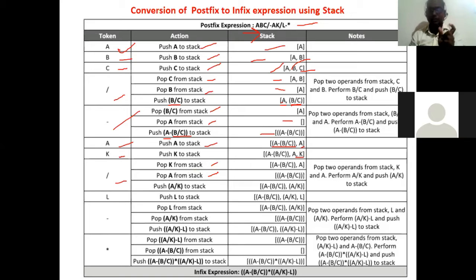Then you have to consider a new string. So which came out second? A. So that means A divided by K. So A divided by K, you have formed a new string. So that string you need to add into the stack. So this is the stack status.